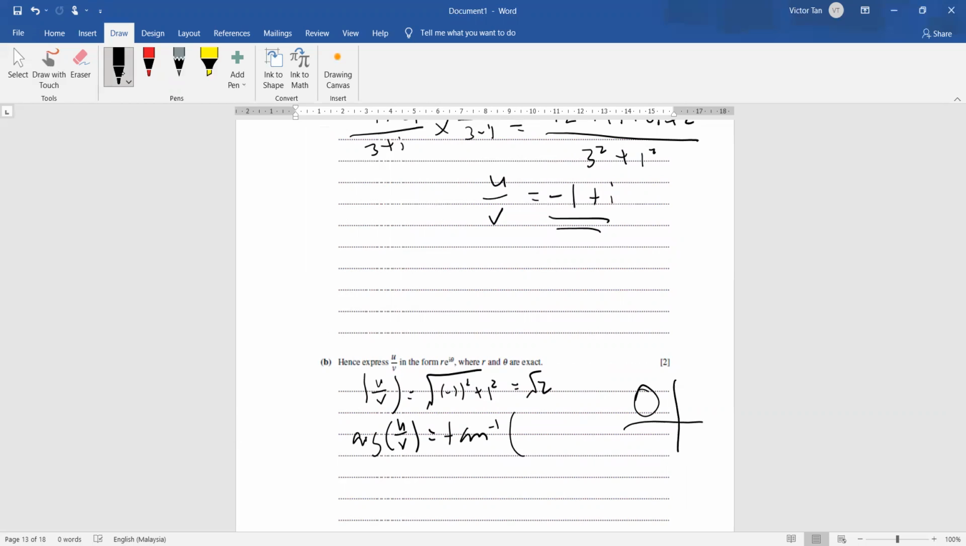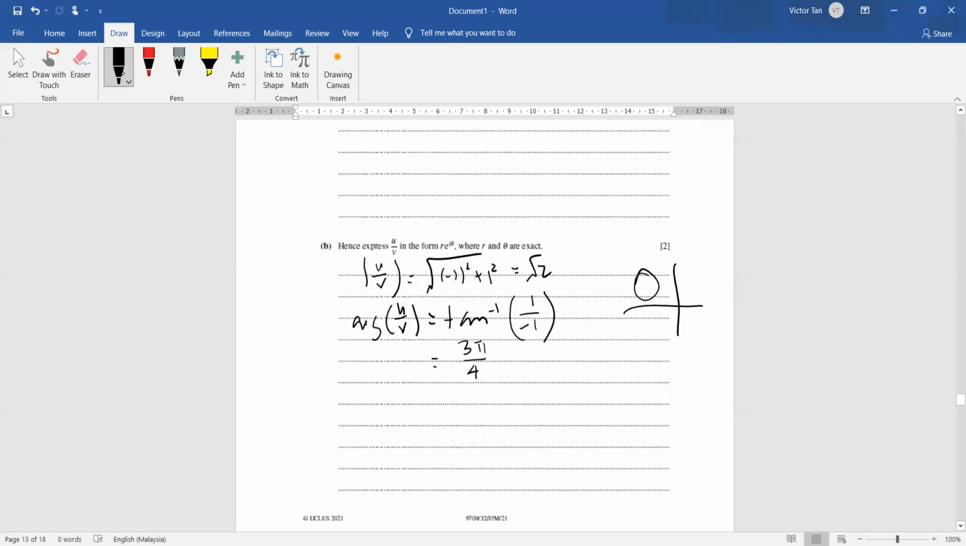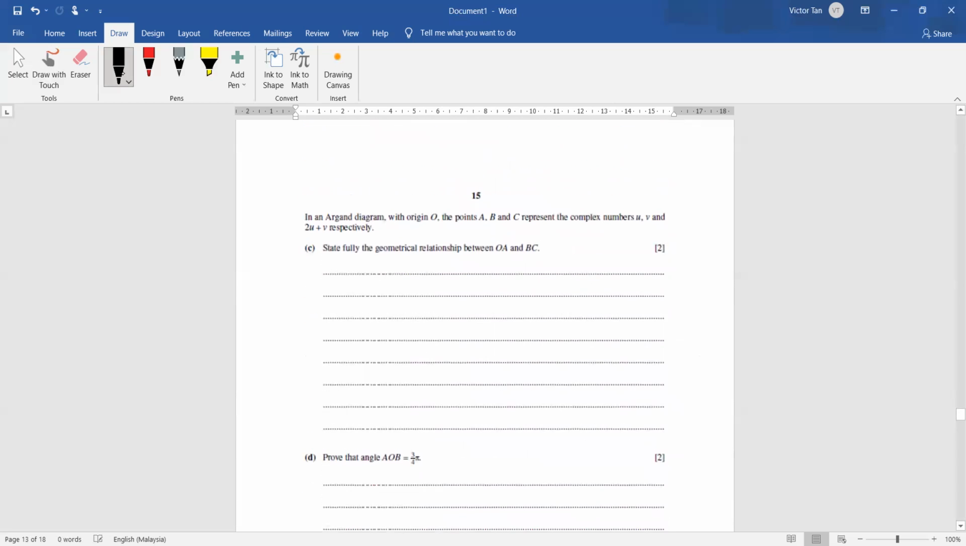So the argument of U over V is 1 over negative 1. Remember, this is pi over 4. In the second quadrant, it will be 3 pi over 4, pi minus pi over 4. Okay, so U over V written in the Euler form will be root 2 e to the power of i 3 pi over 4. Okay, there you have it.